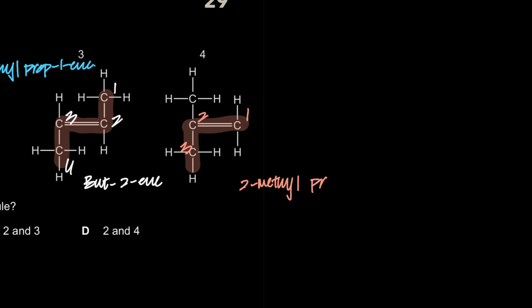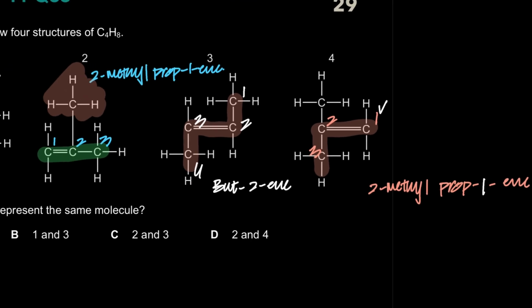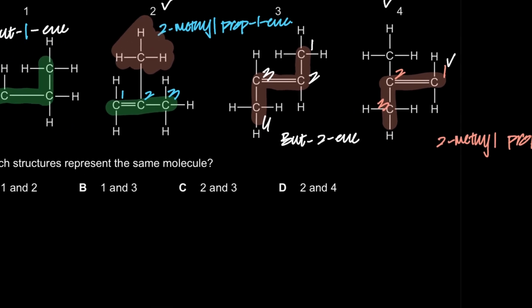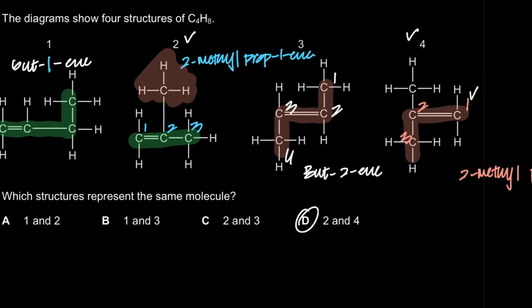So it's not just propene, we say prop, and ene will have a number, and that number will be obviously of the position of the double bond, which is between the first and second carbon, and therefore we're going to select 1. We take the smaller number, right? So it's prop-1-ene. So 2 and 4 are the same molecule. They are both 2-methyl prop-1-ene. So 2 and 4. This is the correct option. Done.